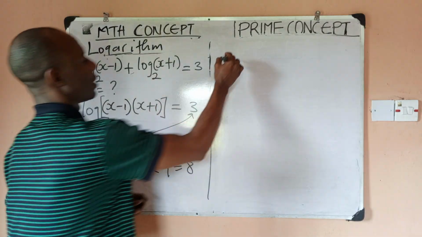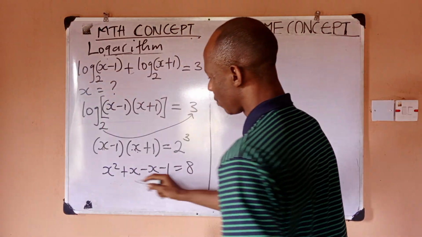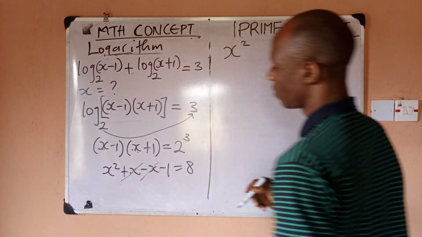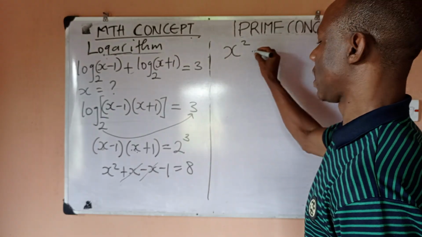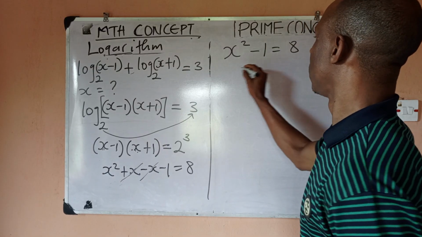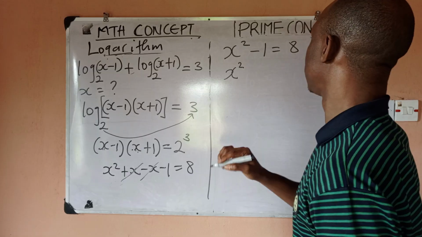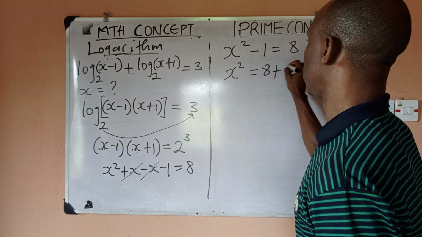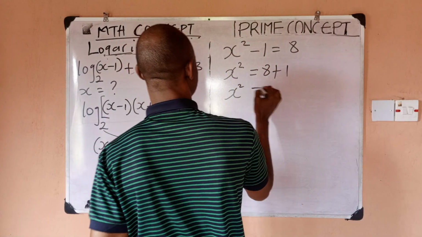So I have x squared. Now this would go because plus and minus would cancel. Then I have x squared minus 1 equal to 8. So I have x squared equal to 8 plus 1. Then I have x squared equals 9.